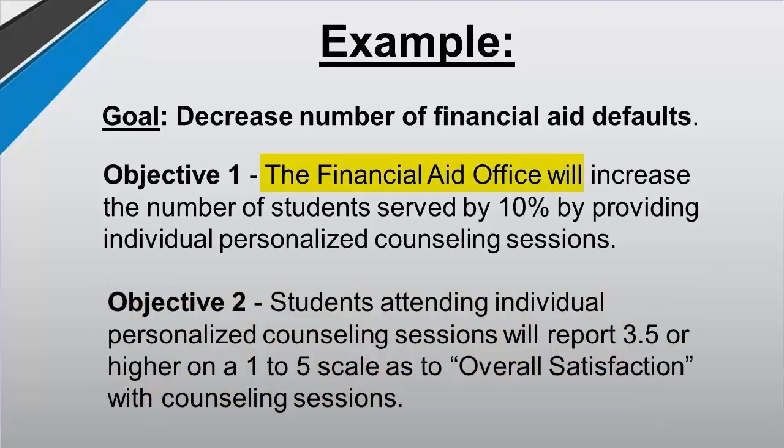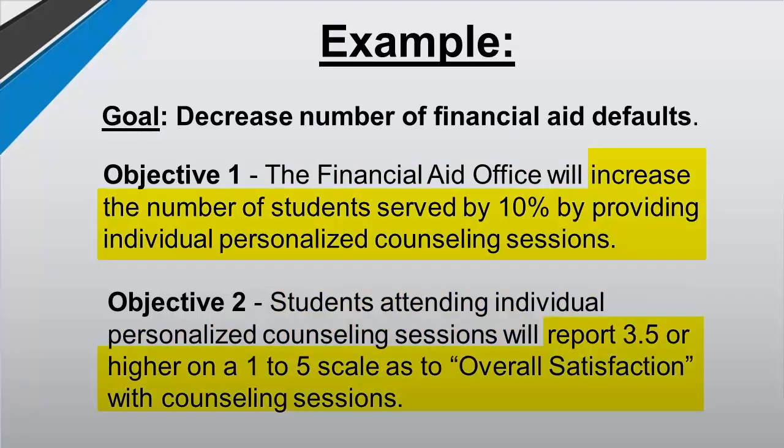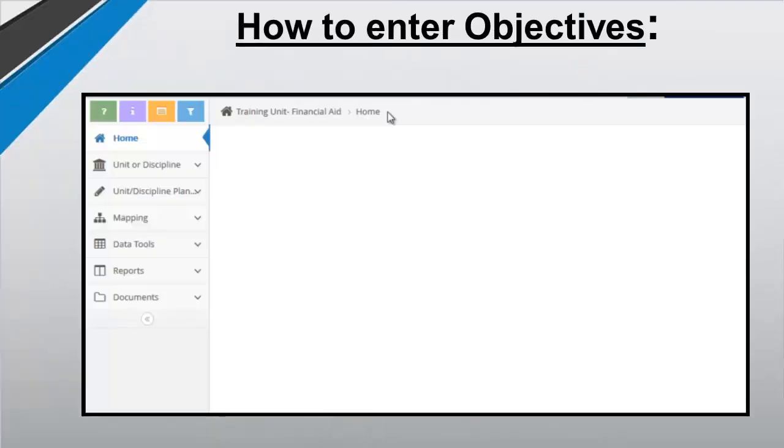Objective 1 uses the name of the unit, will, example. Objective 2 uses the students attending, will, example. After will, this is where you would insert your details. In the following examples, we will demonstrate how to add an objective. We will be using a fictional reporting unit titled Training Unit, Financial Aid.